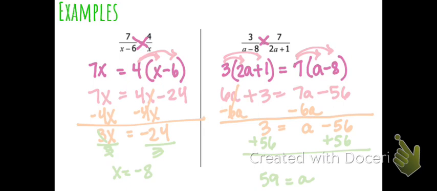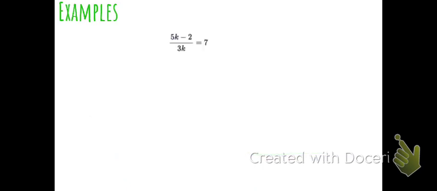Let's try one more. This one we have one rational expression on the left side, but on the right it's not a fraction. So in order to use this method, we just change the 7 to a fraction by dividing it by 1. Now we can cross multiply.